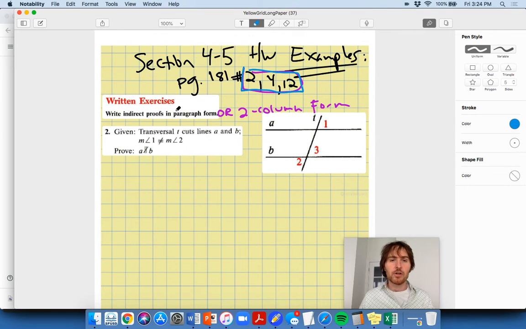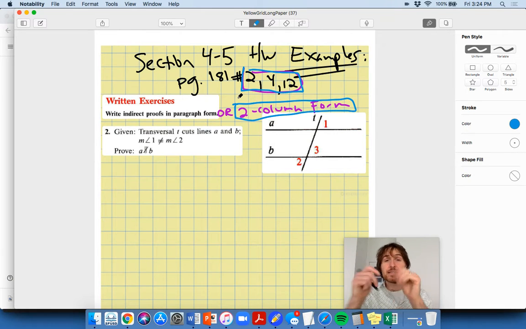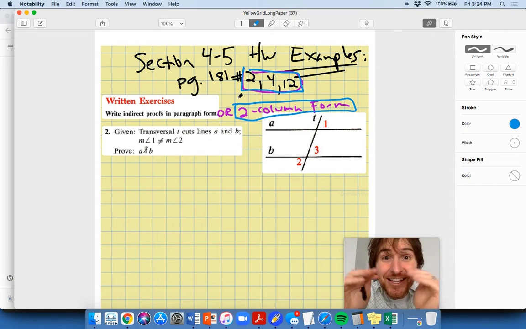So you're going to start your written exercises. The directions say write indirect proofs in paragraph form. If you read the textbook, they've shown you examples of how to write indirect proofs in paragraph form. But in the lesson video that I sent, I proved them in 2-column form, okay? So the examples I'm going to do today are going to be in 2-column form.